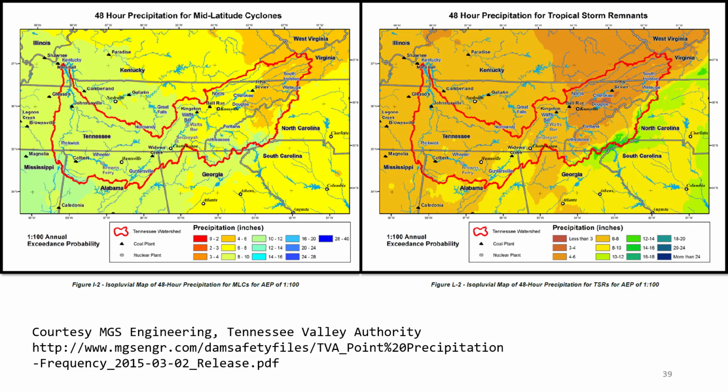This is an example of 48-hour 1 in 100 AEP isopluvials for MLCs on the left and TSRs on the right for the Tennessee Valley, courtesy of MGS Engineering and the Tennessee Valley Authority. The results show how the depths and the spatial behavior for these 2 storm types vary from each other in a meaningful way. For example, TSRs experience a certain amount of shielding due to the mountains in the eastern part of the study area that MLCs do not experience.